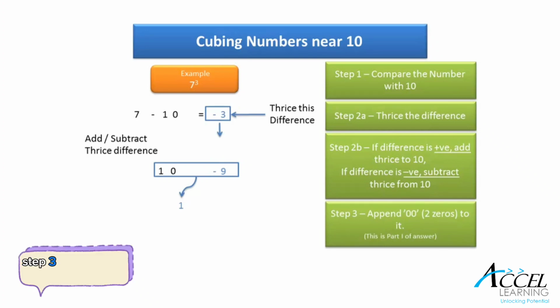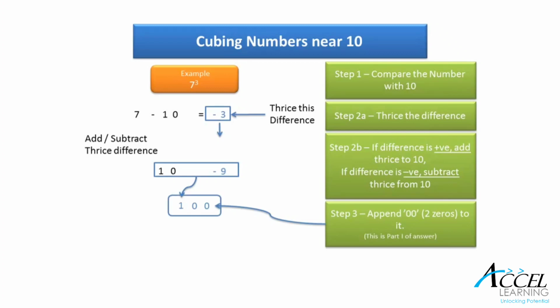Step 3. Append 2 zeros to the answer. That will make 100. And this is part 1 of the answer.